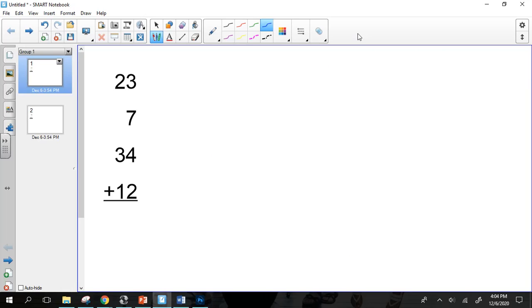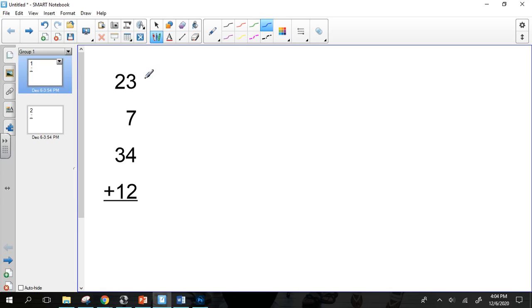We're going to look at adding our two-digit numbers, but now you'll notice that we have more than just two of those two-digit numbers. So this is up to four numbers. You can do it with three, four. The same strategies will work for you to be able to solve the problems. So we're going to focus on this first problem. We will start by using our picture model strategy.